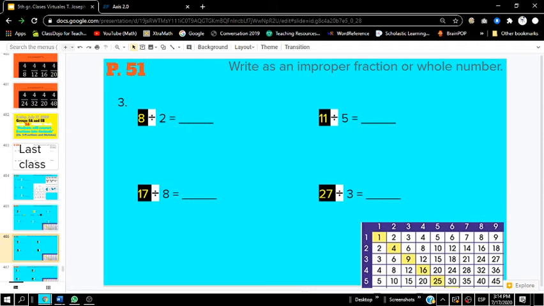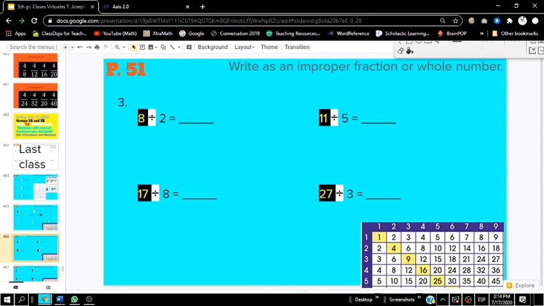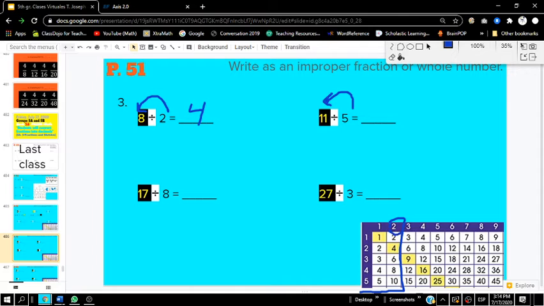All right, so let's take a look at the next part of page 51. This time what we're going to do is write an improper fraction or a whole number. Okay, so we have, again, 2 can go into 8. How many times? 4. How many times can 5 go into 11? Well, let's count by 5s. 5, 10, oh, just 2 times. But what is left over? 11 minus 10 equals 1. So 2 and 1. What's our denominator? 5th. 2 and 1/5.